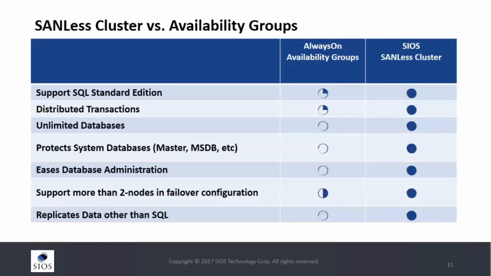So if we put them side by side, and we're going to talk a little bit about the SANless cluster versus availability groups. SIOS Technology Corporation actually provides a SANless solution for cloud clusters in AWS. Our SANless clusters support SQL Standard Edition, which allows you to migrate your critical workloads to the cloud without having to purchase an enterprise license. And you can build out that cluster using SQL Standard, with SIOS providing the replication so that you can migrate seamlessly into a cloud configuration.